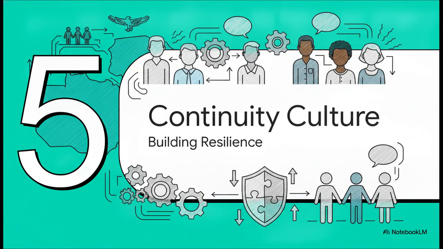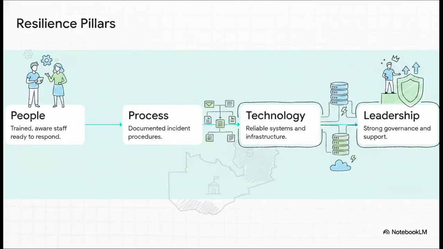But listen, having all this shiny technology is only half the battle. Let's move to our final section, Section 5, Building a Continuity Culture. Resilient systems are built by people, period. There are 4 pillars of resilience here. Sure, Pillar 3 is technology. You obviously need the servers and the backups. But look at the rest of the picture.